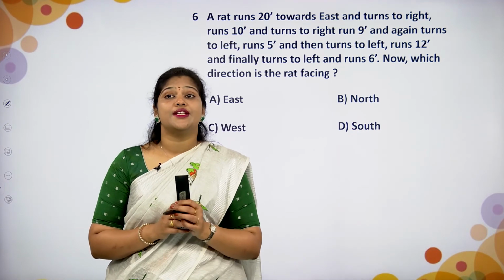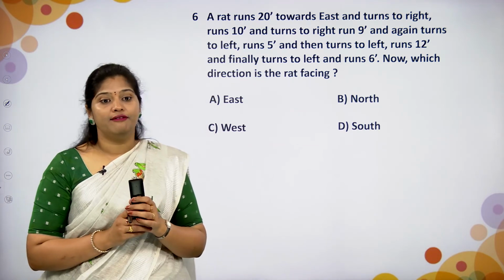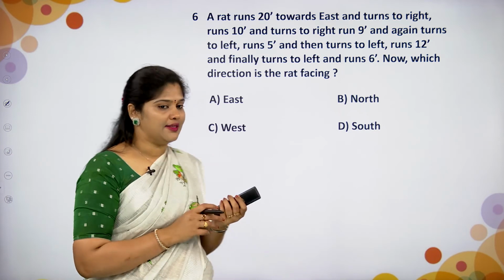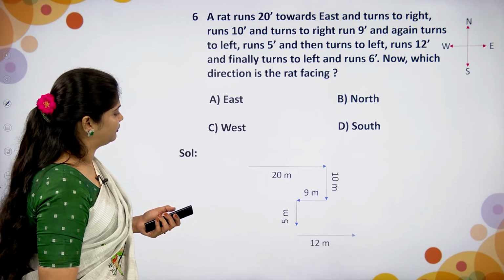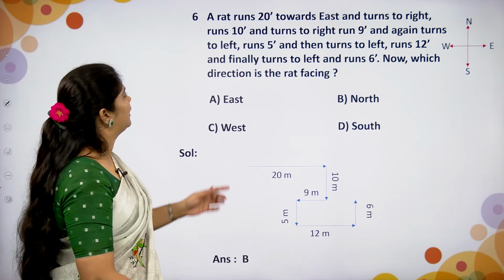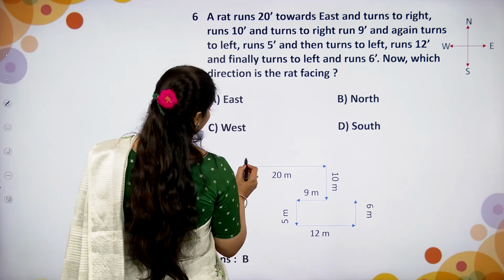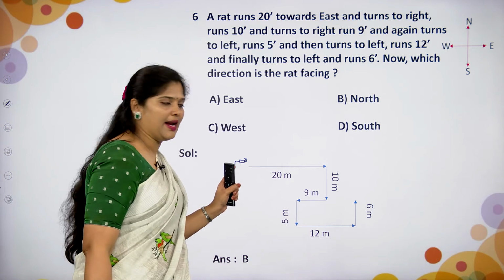Now, which direction is the rat facing? The rat, finally, is in which direction? Now draw the diagram. See, children, the rat starts from here. This is our rat.